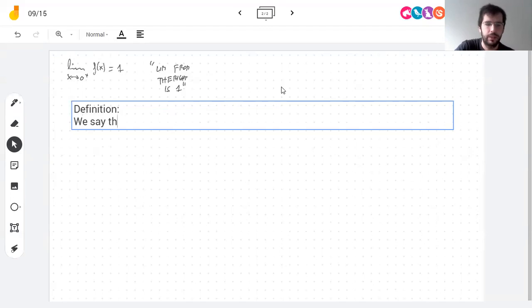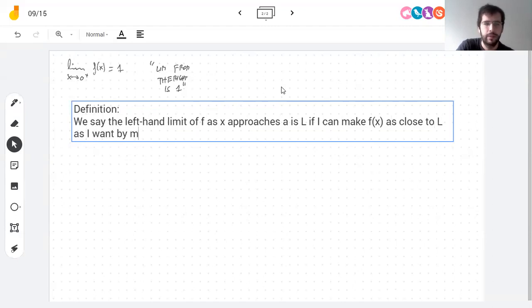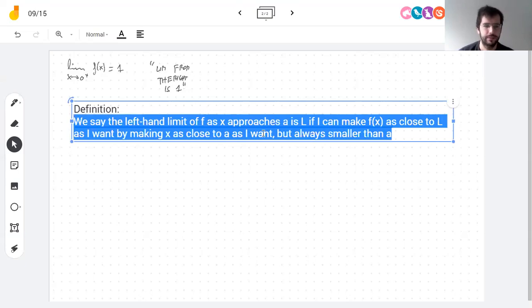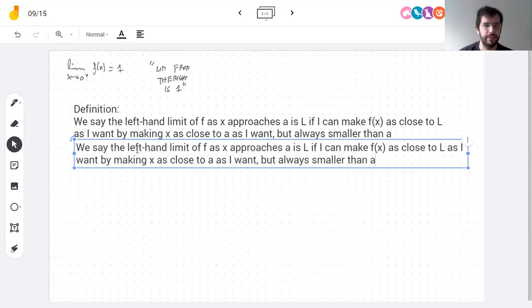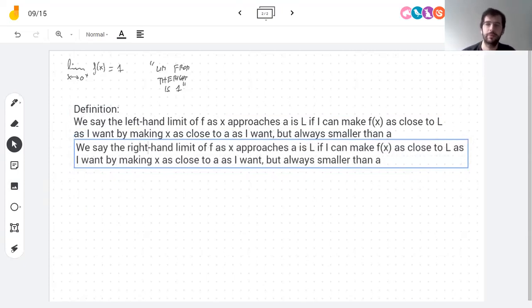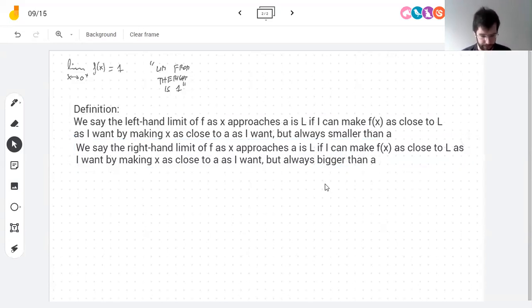So, we say the left-hand limit of f as x approaches a is L if I can make f of x as close to L as I want by making x as close to a as I want, but always smaller than a. And now, what's the right-hand limit? Well, it's the same thing, except you make it bigger and not smaller. So the right-hand limit is a number to which I can make f very close if I make x very close to the target, but bigger. And that's what a right-hand limit is.